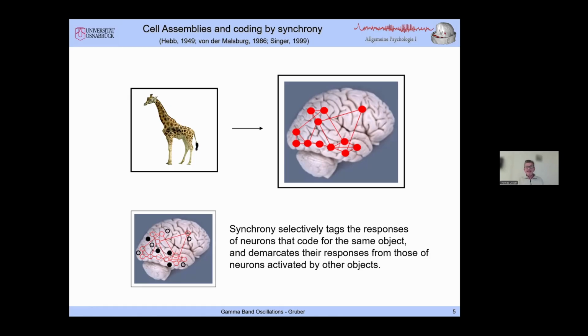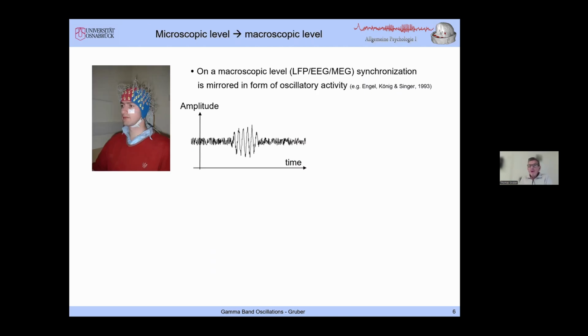That's the basic idea. And if we look at this synchronous firing of action potentials at a macroscopic level, with macroscopic level I mean something like the local field potential or the EEG or the MEG, then the synchronization is mirrored in the form of oscillatory activity. And here you see such an oscillation in an EEG. On the left, a person with an EEG cap on, and then you see an oscillation in a time by amplitude plot. Here in this time range, you told me you see my mouse pointer, this is an oscillation. That's a signature of this binding process.